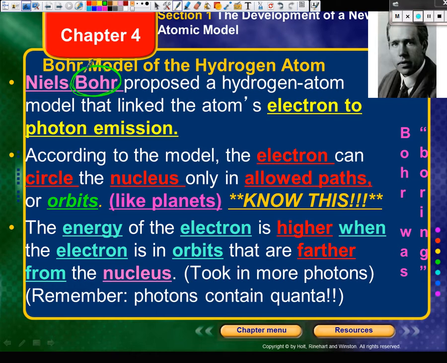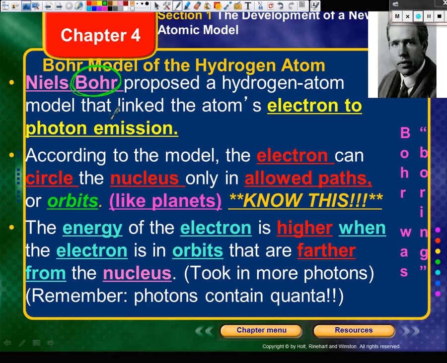And what I mean by that is, guess what? Bohr was wrong. But we still got to talk about him because he developed the first model of what electrons did. So Niels Bohr proposed a hydrogen atom model that linked the atom's electrons to photon emission. Now, let's pause right there and let's talk about it. What is a photon? It's a ball of light, right? Okay, what's inside of that photon? A quantum. And what does emission mean? To give off. So he proposed a model that talked about how the hydrogen gives off photons of light.